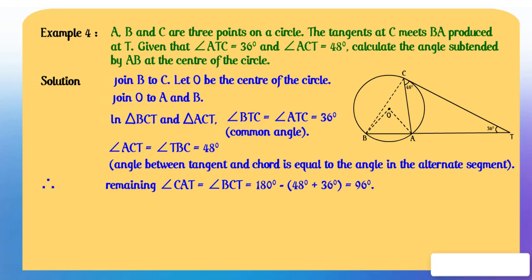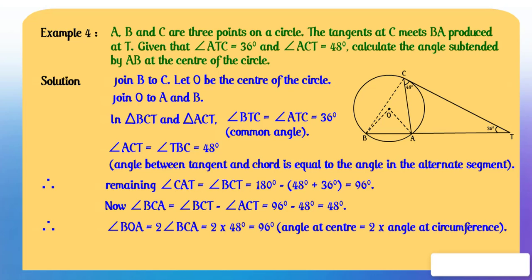Therefore, remaining angle CAT is equal to angle BCT is equal to 180 degrees minus (48 degrees plus 36 degrees) is equal to 96 degrees. Now, angle BCA is equal to angle BCT minus angle ACT is equal to 96 degrees minus 48 degrees is equal to 48 degrees. Therefore, angle BOA is equal to twice angle BCA is equal to twice into 48 degrees is equal to 96 degrees, because angle at center is equal to twice the angle at the circumference.